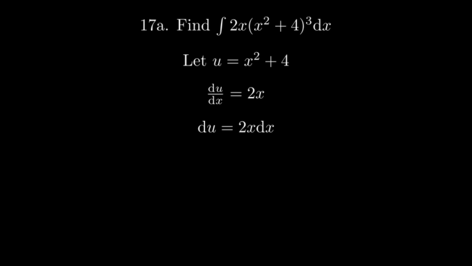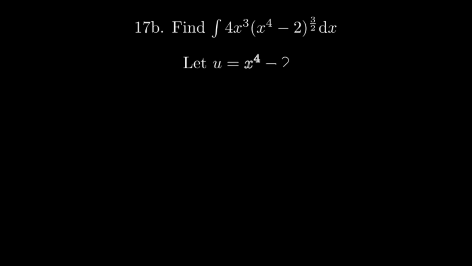Now we can substitute u and du into our integral. This is a simple power rule integration. We add 1 to the exponent and divide by the new exponent. Finally, we substitute back x squared plus 4 for u. So the integral of 2x times the quantity x squared plus 4 cubed dx is x squared plus 4 to the power of 4 all over 4 plus c.